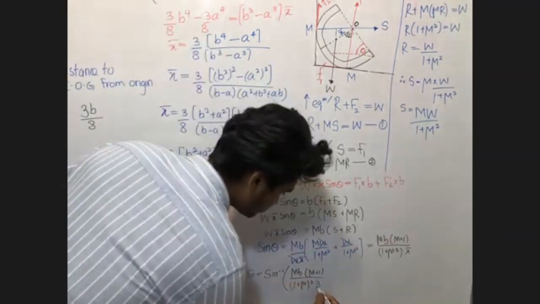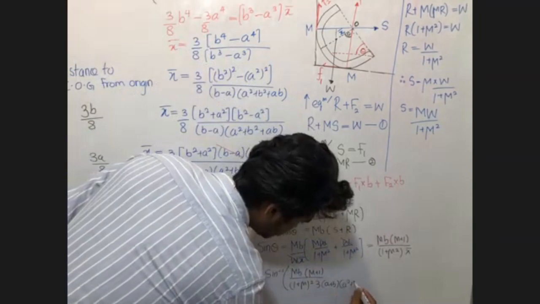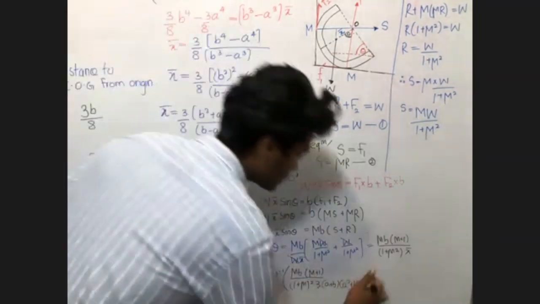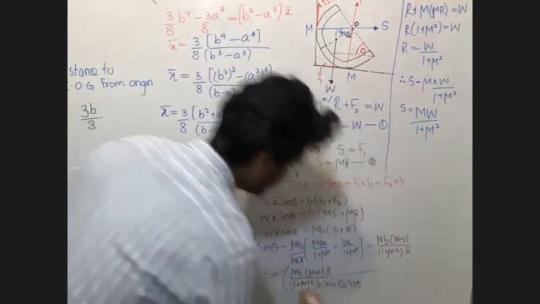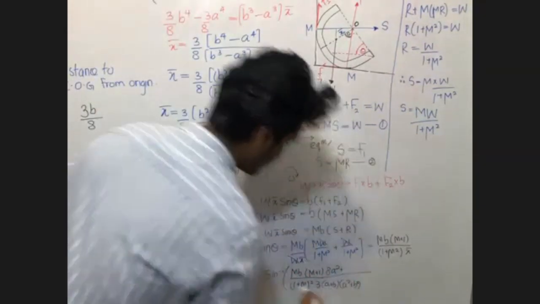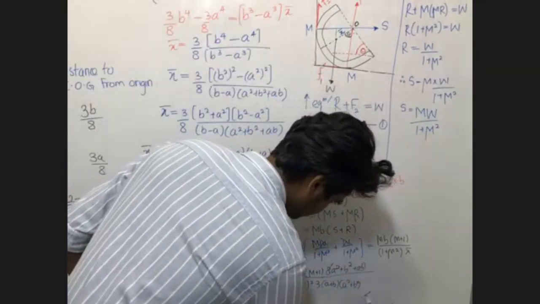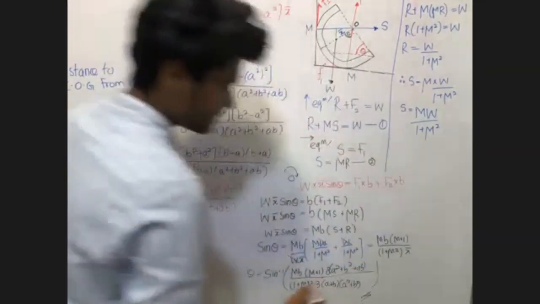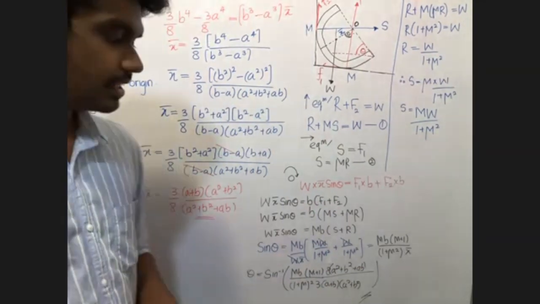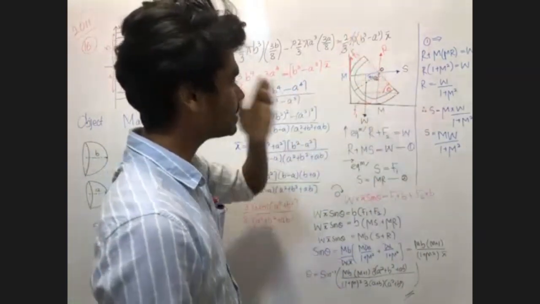x bar is 3 times a plus b, a squared plus b squared, over 8, and this thing goes up: 8 times a squared plus b squared plus a. This is the answer. This is the answer that they have given. So it's a small simplification.